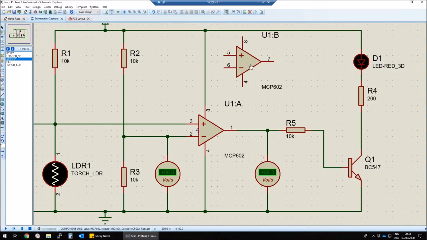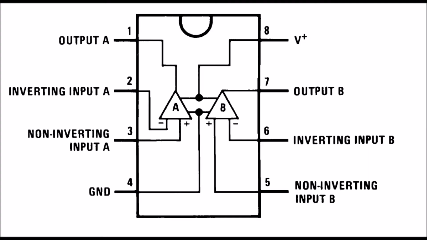If I place a second amplifier, the identifier has a B to denote that this is the second amplifier in the chip. The non-inverting input is now pin 5, the inverting input is pin 6, and the output is pin 7. You can see from the pin diagram that this is now amplifier number 2.